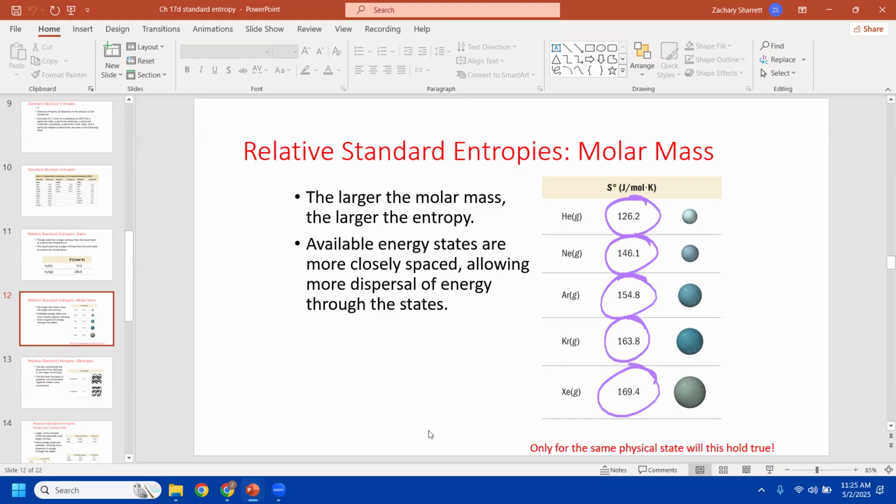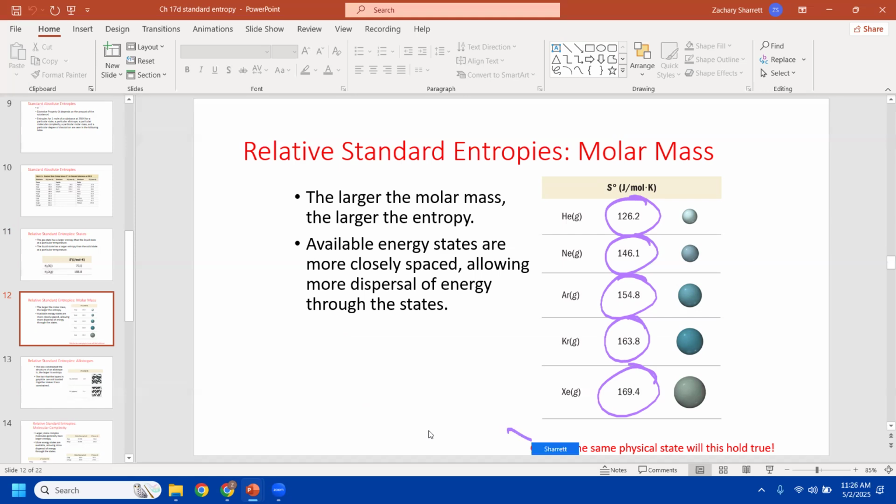What we notice is entropy increases as the molar mass increases, and this goes back to what we were just talking about, right? The bigger the molecule, the more complex it is, the more protons, the more electrons, the more orbitals it's occupying, thus the more possibility for variation. So in general, the larger the molar mass, the larger the entropy. It's because the available energy states are more closely spaced, allowing more dispersal of energy of those states.